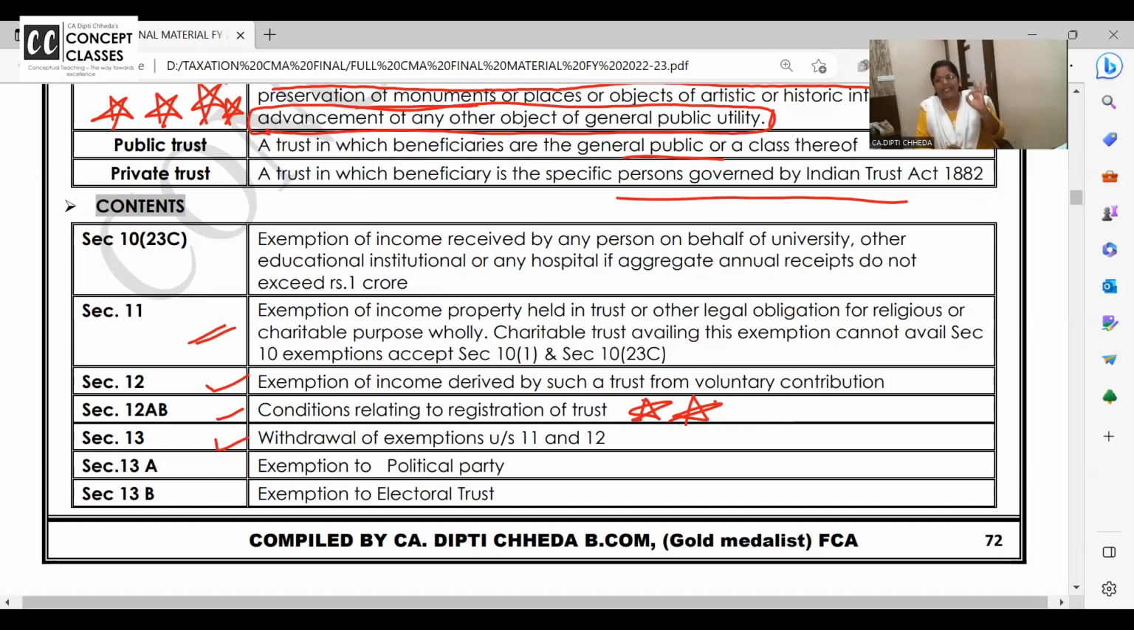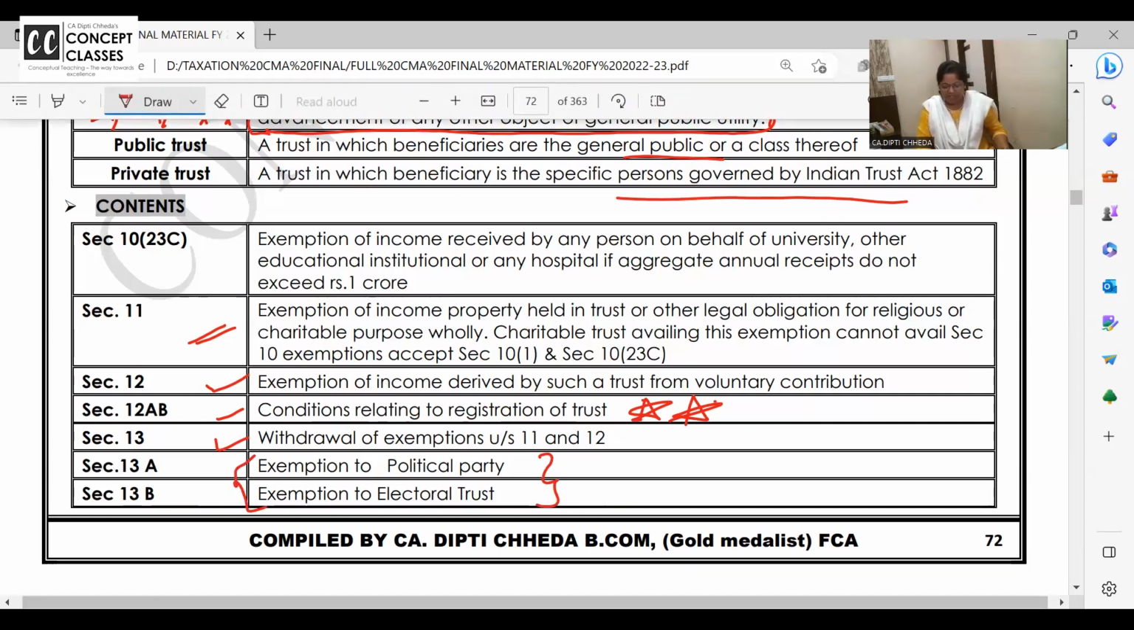Section 13 is saying if any trust is not working for the object of the trust, cancel their registration. If the trustees are misusing the fund or assets of the trust, gone. So section 13 is the shadow side or negative side of this chapter, we can say. 13A and B I have added. Sometimes 1 mark nice questions are asked.